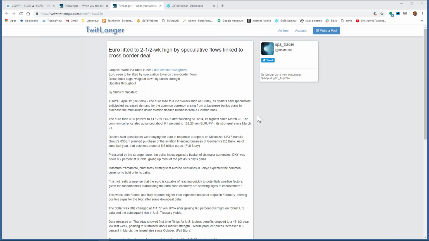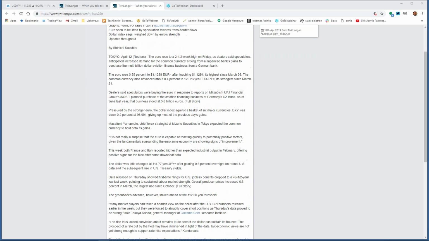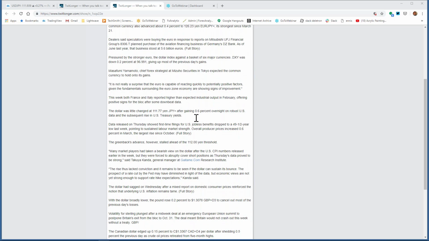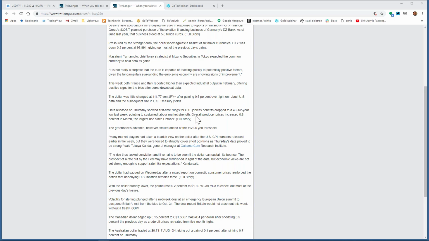Pressured by the stronger euro, the dollar index fell against a basket of major currencies. Masafumi Yamamoto, chief forex strategist at Mizuho in Tokyo, expected the common currency to hold on to its gains. It's not really a surprise that the euro is capable of reacting quickly, as fundamentals surrounding the eurozone's economy are showing signs of improvement. This week, both France and Italy reported higher than expected industrial output in February, offering positive signs for the bloc.